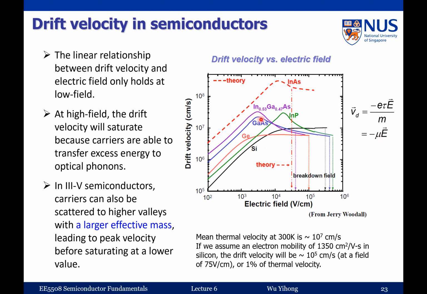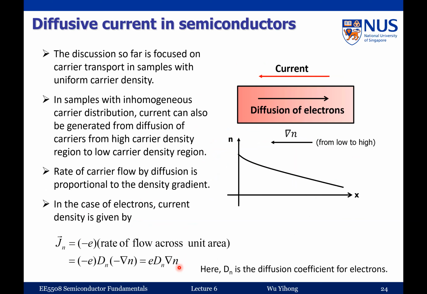But for these III-V compounds, you see that after they reach a maximum, the velocity will drop. This is because electrons will be scattered to a higher valley, which is called inter-valley scattering. When this happens, the mobility will drop instead of saturating at the high value. Okay, so this is something you have to take into account when you design devices using III-V semiconductors. Okay, so now let's just stop here for a while.